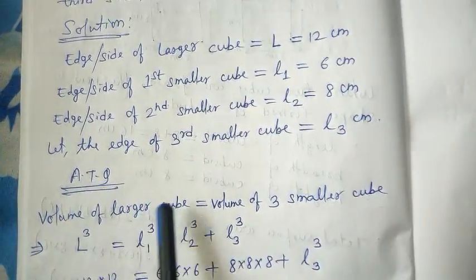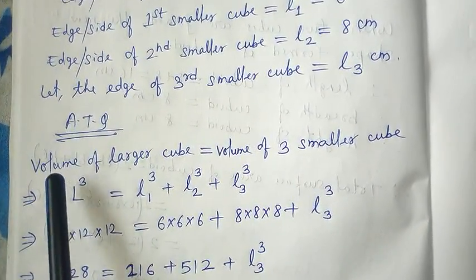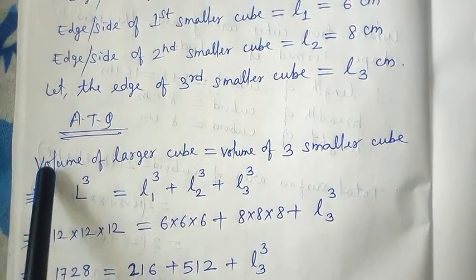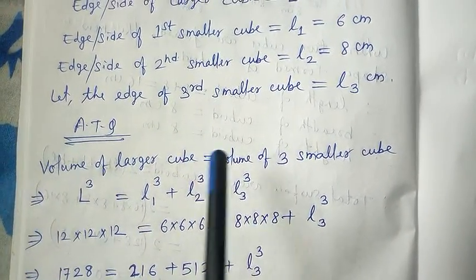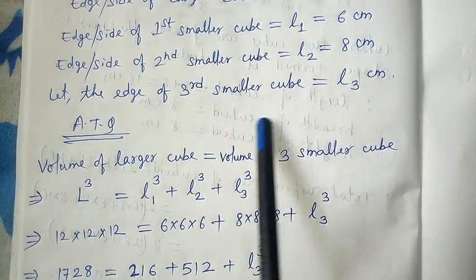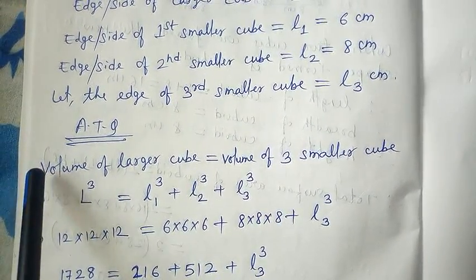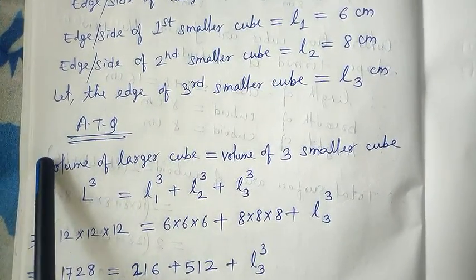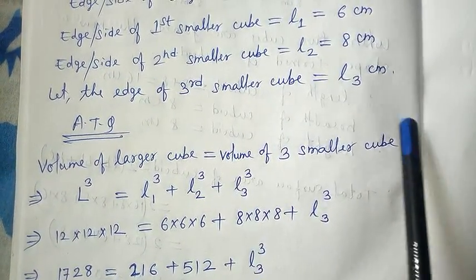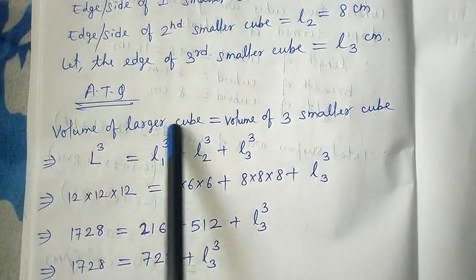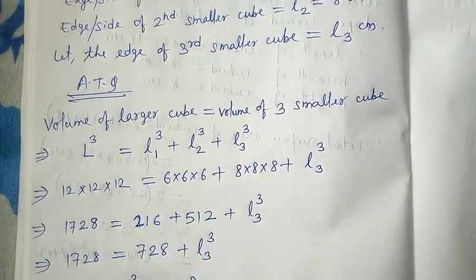Now according to the question, I can say volume of the larger cube is equal to volume of the 3 smaller cubes. Why? Because from the larger cube only those 3 small cubes are formed. So the single larger cube's volume will be equal to the combined volume of the 3 smaller cubes. Common sense, because from this only that is made. So both the volumes will be equal.